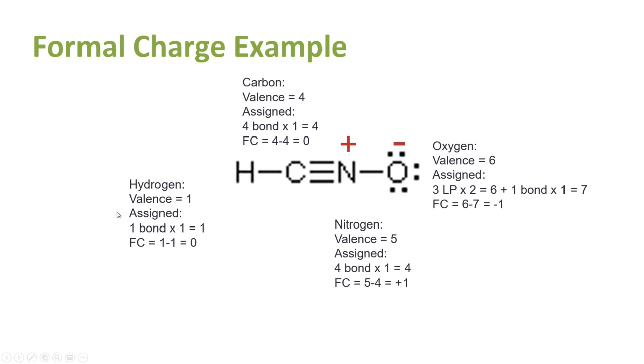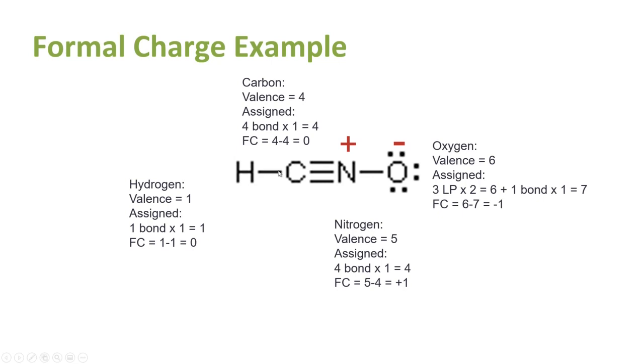So I begin with the hydrogen. Hydrogen has 1 valence electron because it's in group 1. In this particular picture, it has 1 bond and no lone pairs. And again, for a bond, we are only going to count one of the electrons as being an assigned electron. So that is 1. So the valence of 1, minus the assigned electrons of 1, is 0. So there's no formal charge on that hydrogen. Now I move to the carbon. It has a valence of 4 because it's in group 14.